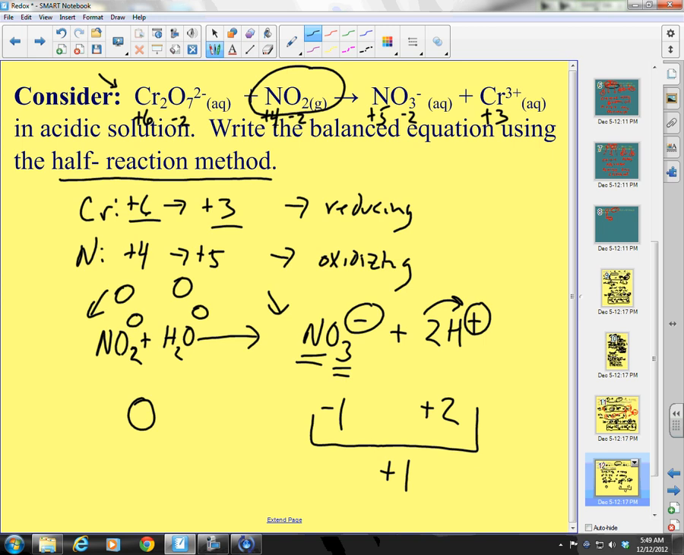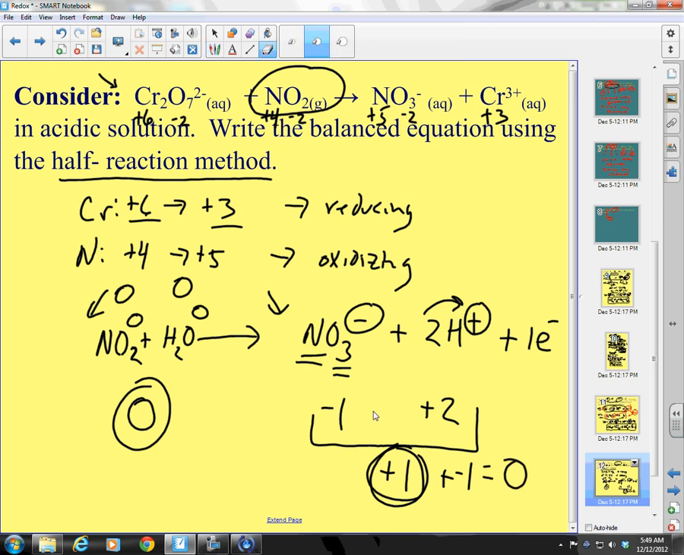Okay, so that means I have 0 on one side and plus 1 on the other. How do I make those equal when I can only add electrons? Well, electrons are what? Negative 1s. So which side am I going to add an electron to? I'm going to add an electron right here, because now that'll make that positive 1 plus a negative 1, 0. So my charge on both sides is now 0. Cool. All right.